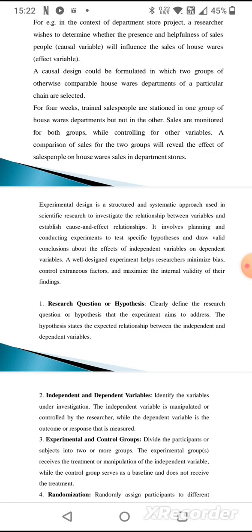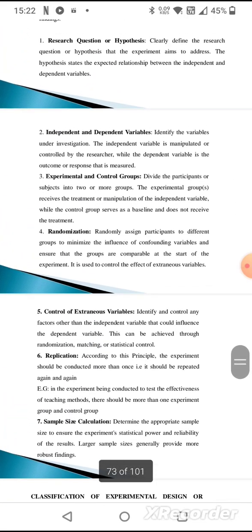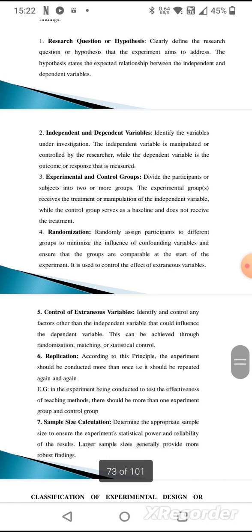Initially you need to clearly define the research question or the research hypothesis that the experiment aims to address. The hypothesis states the expected relationship between the dependent and independent variable. Next is independent and dependent variable. You need to define that. How do you do that?